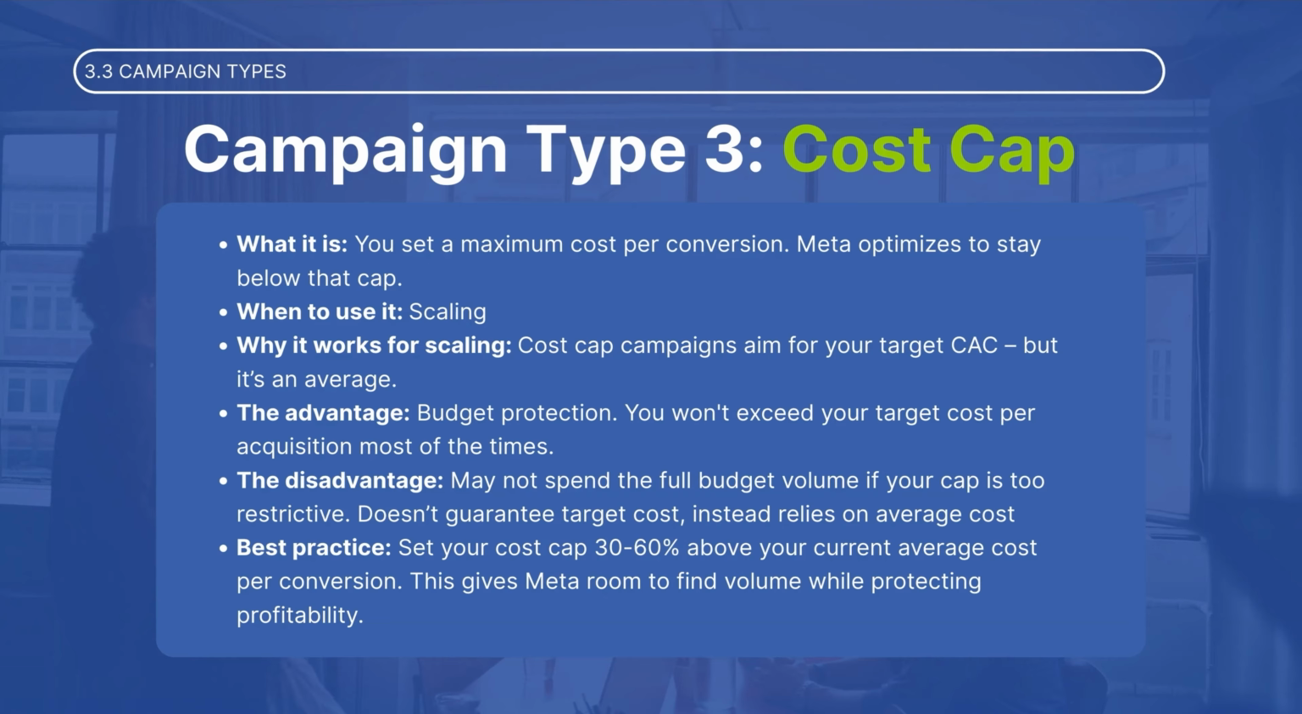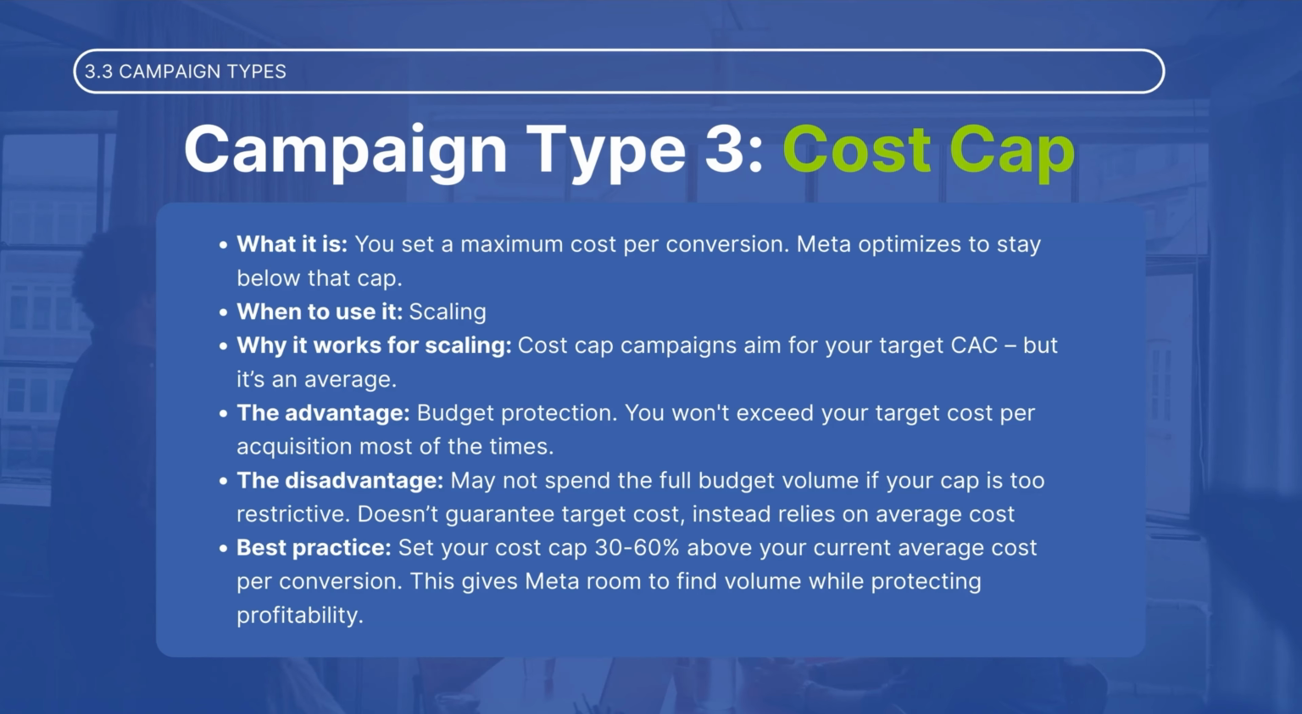Campaign Type 3, Cost Caps. What it is. You set a maximum cost per conversion and Meta will optimize to stay below that cap. When to use it. Scaling. Cost cap campaigns work for scaling because they aim for your target CAC. The advantage, budget protection. You won't exceed your target cost per acquisition most of the time.